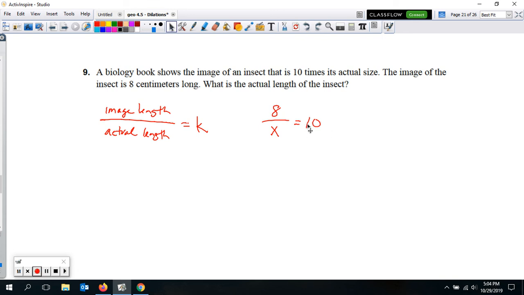Here we multiply both sides by x first to get rid of the fraction. Now it becomes 8 equals 10x. Then we divide both sides by 10 to get x by itself. The 10s cancel, and 8 over 10 can reduce to 4/5. But we want an answer in decimal form on this one, we don't just want to say 4/5. 4/5 is the same thing as 8/10 or 0.8. So the actual length of the insect is 0.8 centimeters if it's 8 centimeters long in the book.